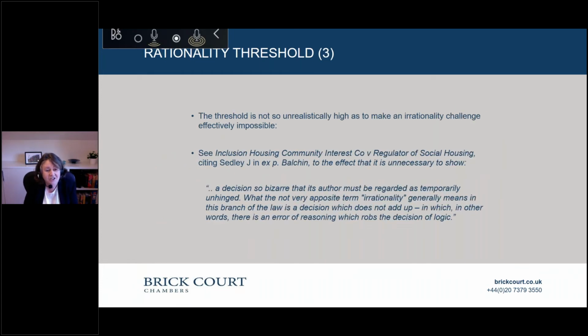Thank you. This is just a reference to some comments in a case, Inclusion Housing, which is really pointing out that although there is a high hurdle, it is not meant to be so unrealistically high as to make a challenge effectively impossible. References to unreasonable or perverse don't actually mean, as Mr Justice Lee, as he then was, said, decisions that are so bizarre that the decision maker must be regarded as temporarily unhinged. What you're really looking for is something which doesn't add up or lacks logic. On to the next slide, please.